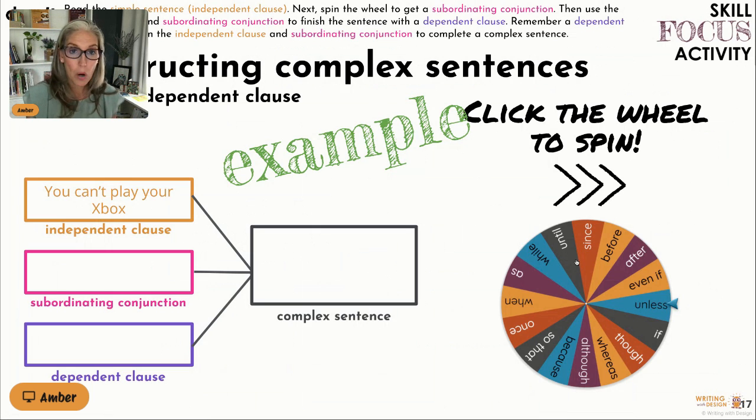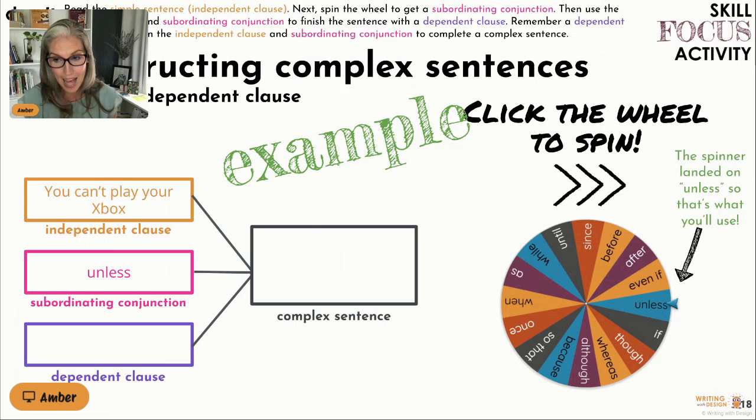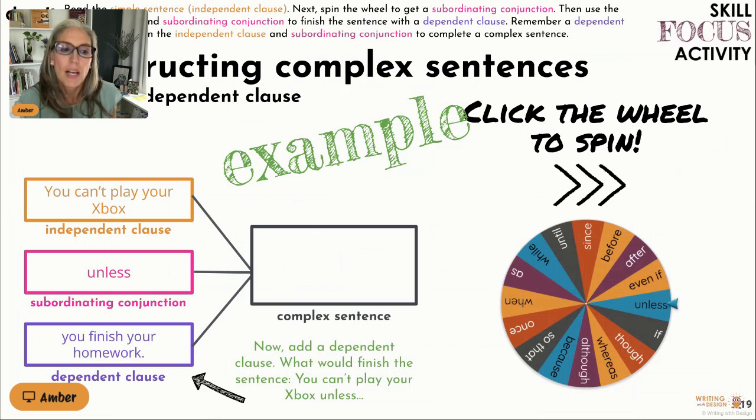When you are doing this, you'll be able to click on the wheel and it will take you to a website where the wheel will actually spin. What we're just demonstrating here is that we're going to land on the subordinating conjunction unless. So you can't play your Xbox unless what? Unless you finish your homework, right?